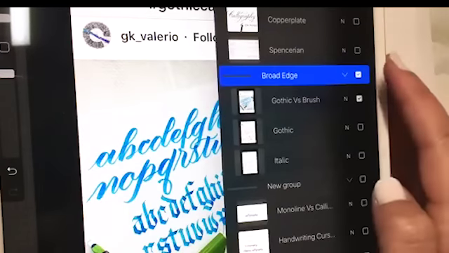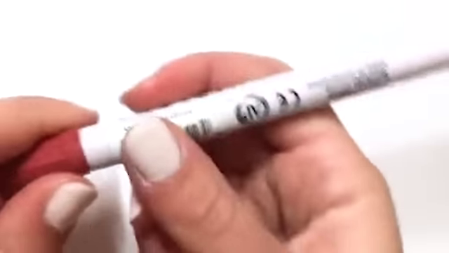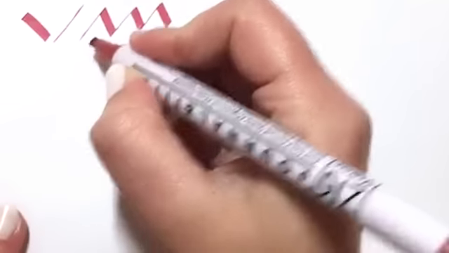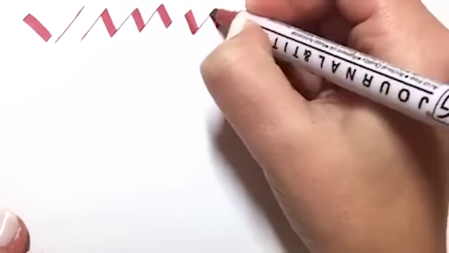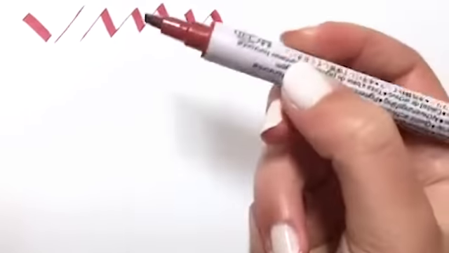Okay, so that is broad edge, and what I was just showing you is a broad edge nib that is on a marker. So when I'm writing, the ink is inside of the marker and it's coming out as I'm drawing on the page. I don't have to dip the pen into ink in order to get the ink to flow. It's already inside of this pen.